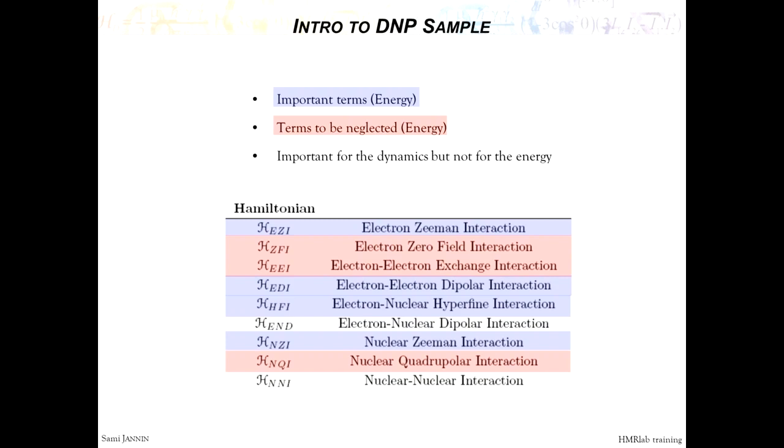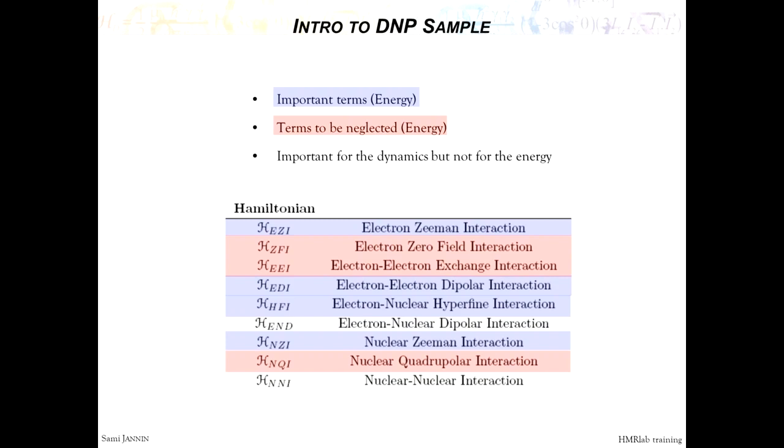Then there is the nuclear-nuclear interaction. Again, the couplings are a few hundreds of hertz or kilohertz. So it's very small in terms of energy, but they connect the nuclear spins between them. And again, this dipolar interaction is the vehicle for polarization transfer from one nuclear spin to the other. So it's what enables spin diffusion.